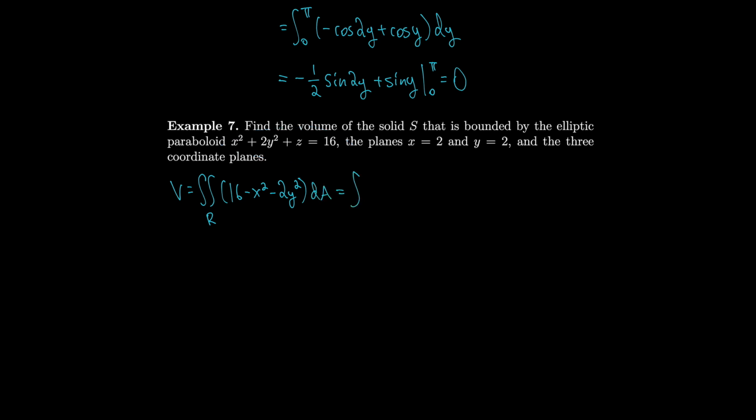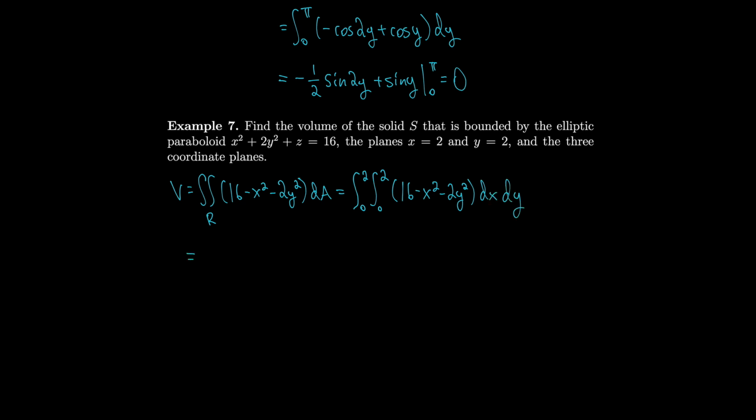So I can do this as an iterated integral. It was bounded by planes x equals 2 and y equals 2. So that means my squares are just 2 by 2 again. They both go from 0 to 2, so it doesn't matter which one I write first. So I can just write 16 minus x squared minus 2y squared, and how about we just go from x and then y.